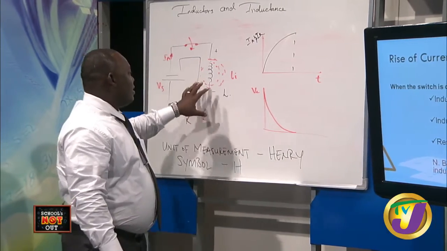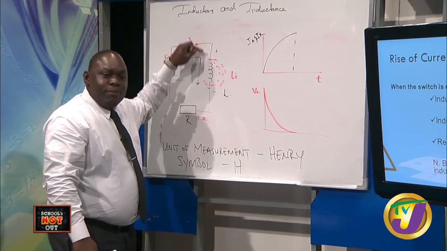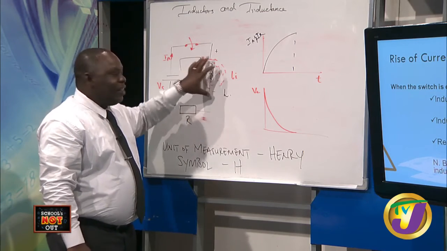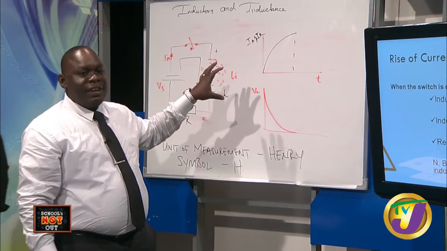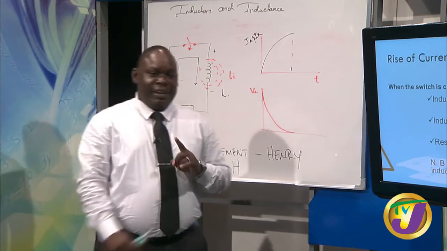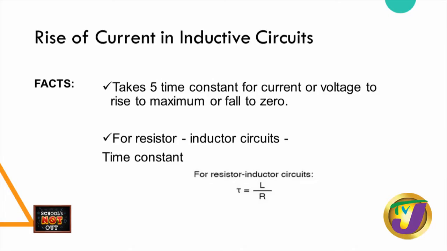So this is what we're stating, students: once you have maximum current flowing through the circuit, the inductor no longer has an effect on the circuit. It now boils down to you just having a resistor in the circuit. So we're going to be looking at the rise of current in inductive circuits. Now these are the facts. Number one, it is very important that you pay attention to this.